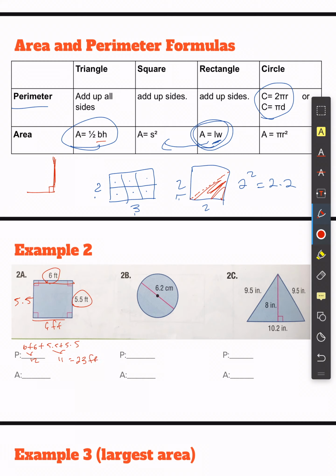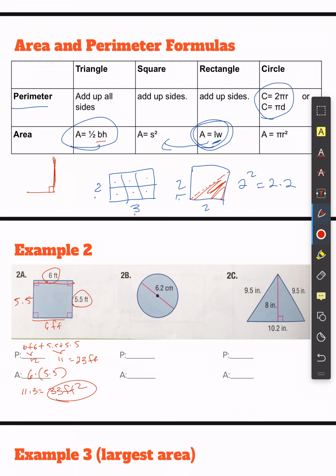My area would just be length times width, which is 6 times 5.5. If I do 5.5 times 6, well, every 2 5.5s gives me an 11, and so I have 3 of those, 3 sets of those. So I'm looking at 33 feet squared.